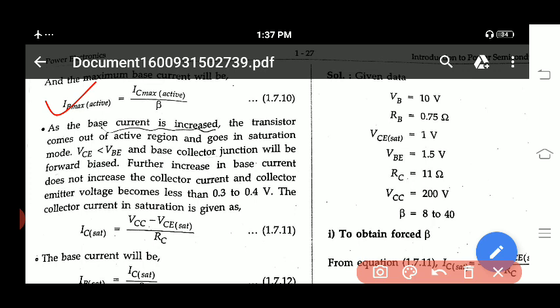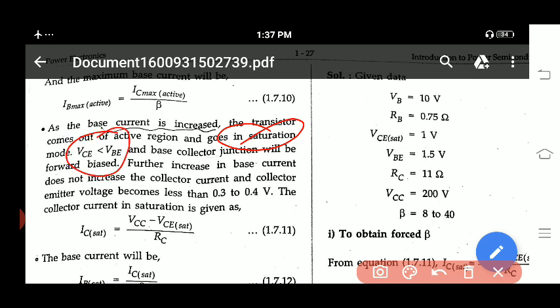Here what they have written: base current is increased, transistor comes out of active region and goes into saturation region. In that condition what happens? At the active region boundary you will get VCE equal to VBE. But if you increase IB more, meaning IC also increases more, then VCE drops less than VBE. It drops less than VBE.